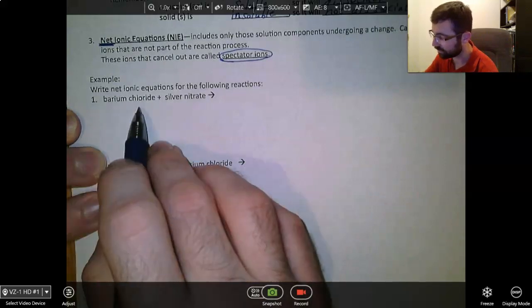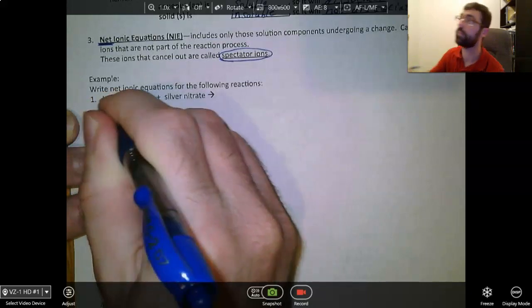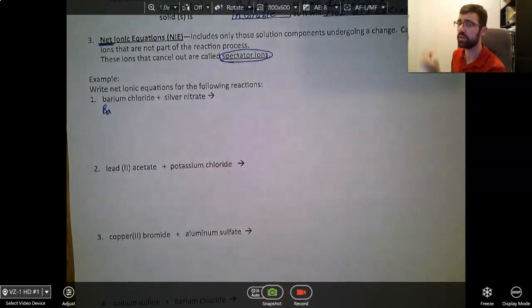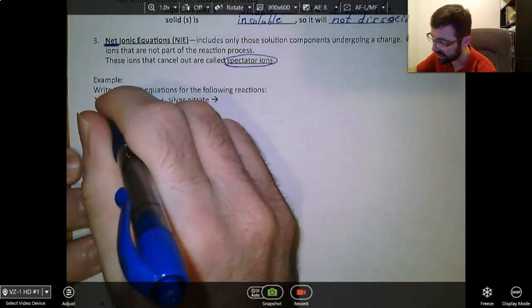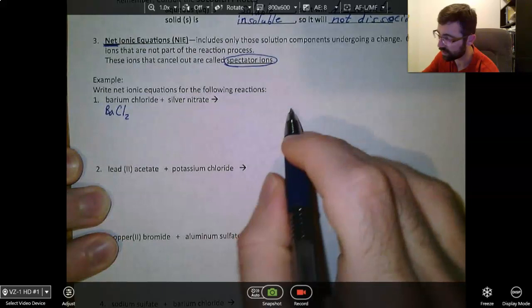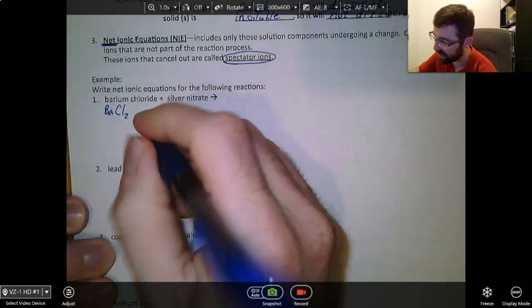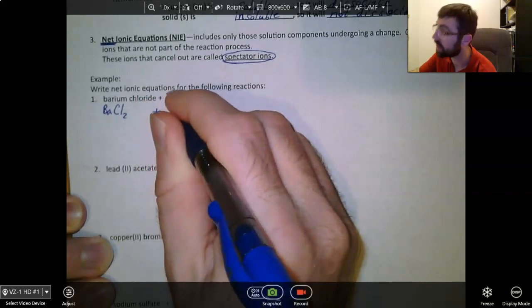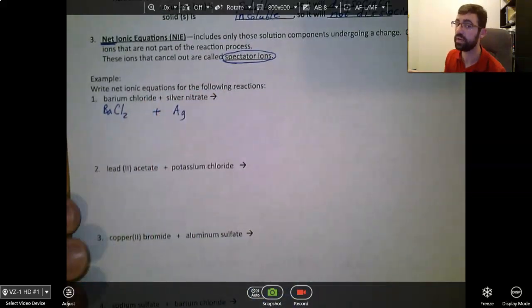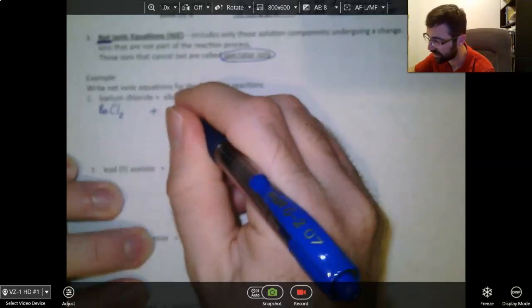Barium chloride. Remember that barium has a positive 2 charge. Chlorine has a negative 1 charge. So this is BaCl2. If you need to do some pre-work over on the side just to let yourself know what it is, that's fine. BaCl2 plus silver nitrate. Ag has a positive 1 charge and NO3 has a negative 1 charge. It's already neutral, so that's just going to be AgNO3.